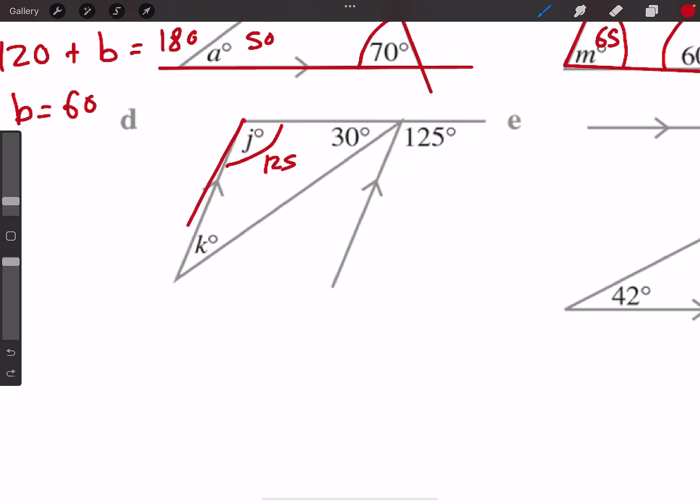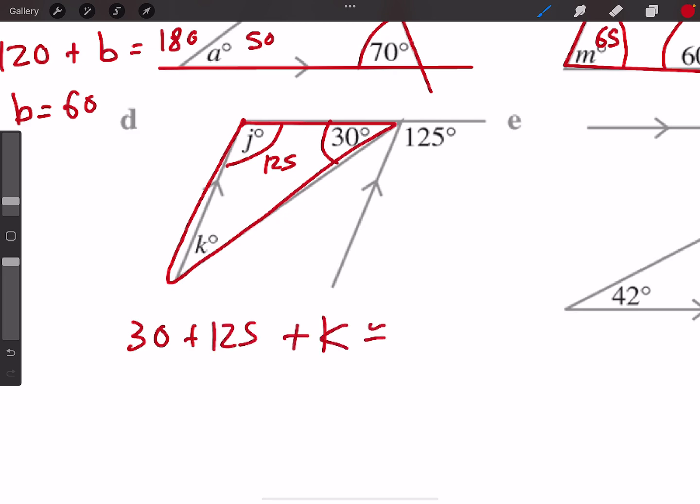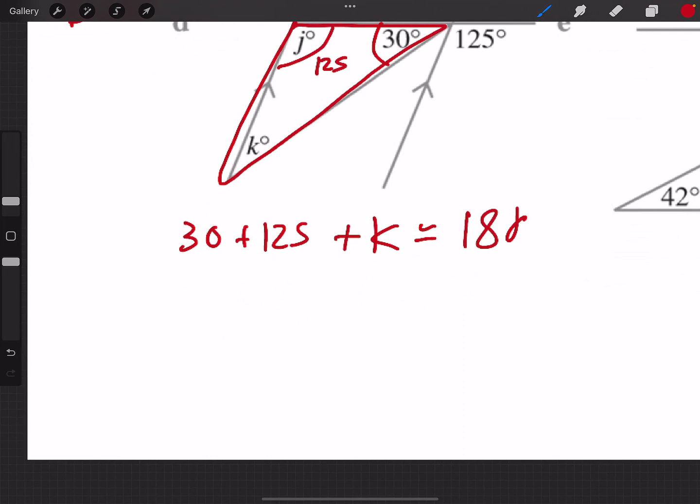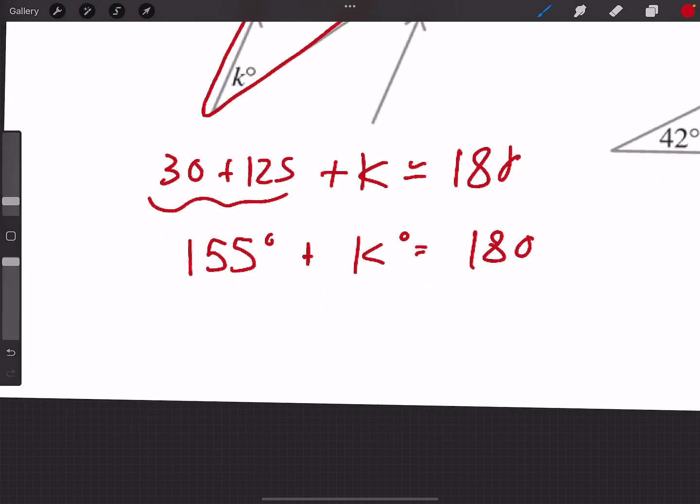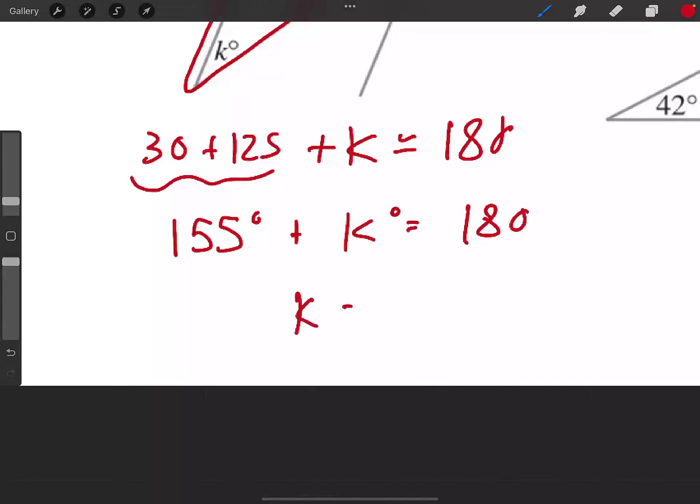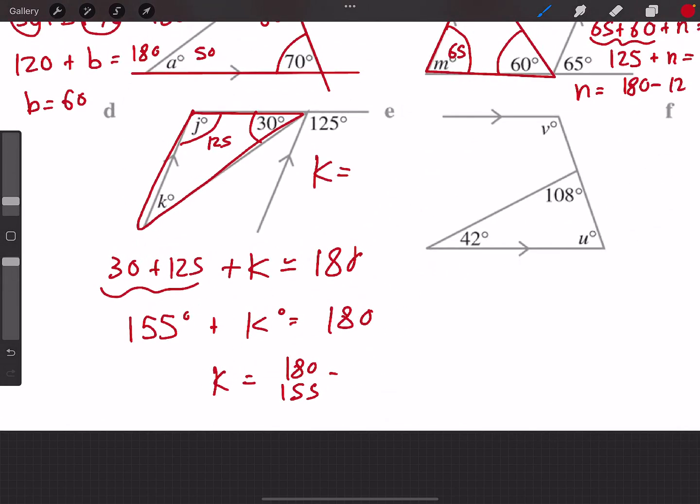And look at this triangle here now. You got 30, you got 125 and K. So 30 plus 125 plus angle K is equal to 180 degrees. These two add up to 155 degrees plus some angle K is equal to 180 degrees. Just do a subtraction. Do 180 take away 155, and you're going to get 25 degrees. So therefore K is equal to 25 degrees.